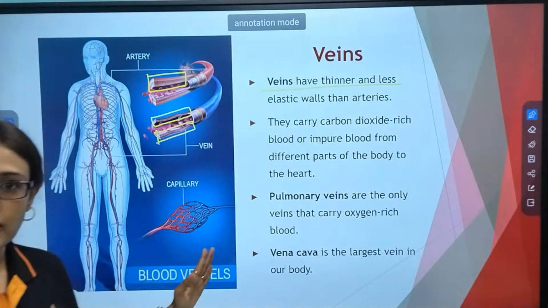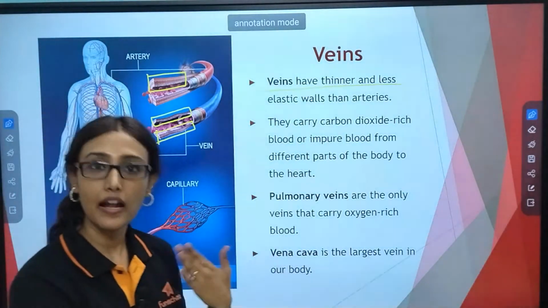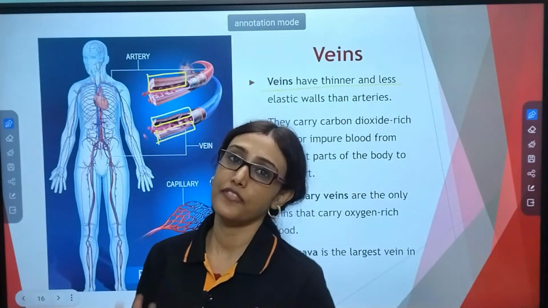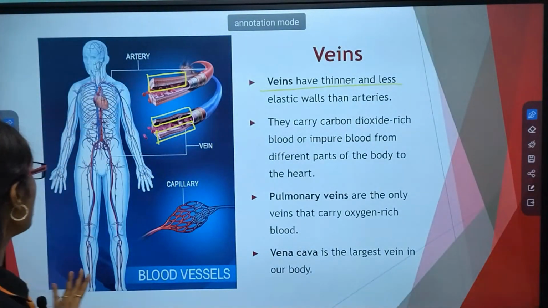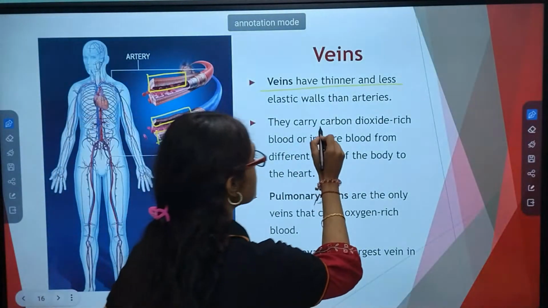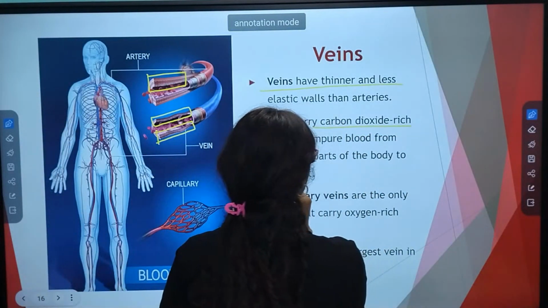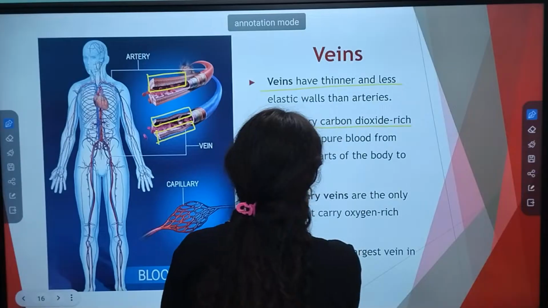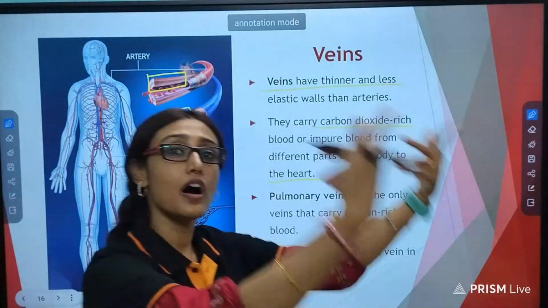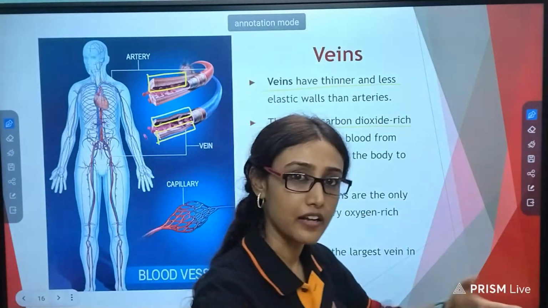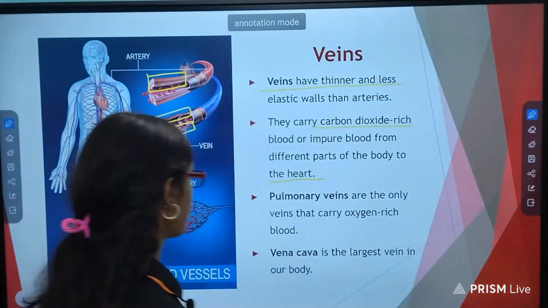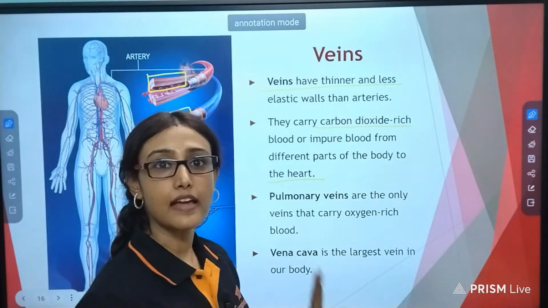Next, what is the function of vein? Opposite to artery. If arteries carry oxygenated blood, then vein will carry what? Deoxygenated blood. Okay, so the vein carries carbon dioxide rich blood or deoxygenated blood to the heart. Veins carry blood towards the heart. And what kind of blood? Deoxygenated blood. Okay, now again an exception.